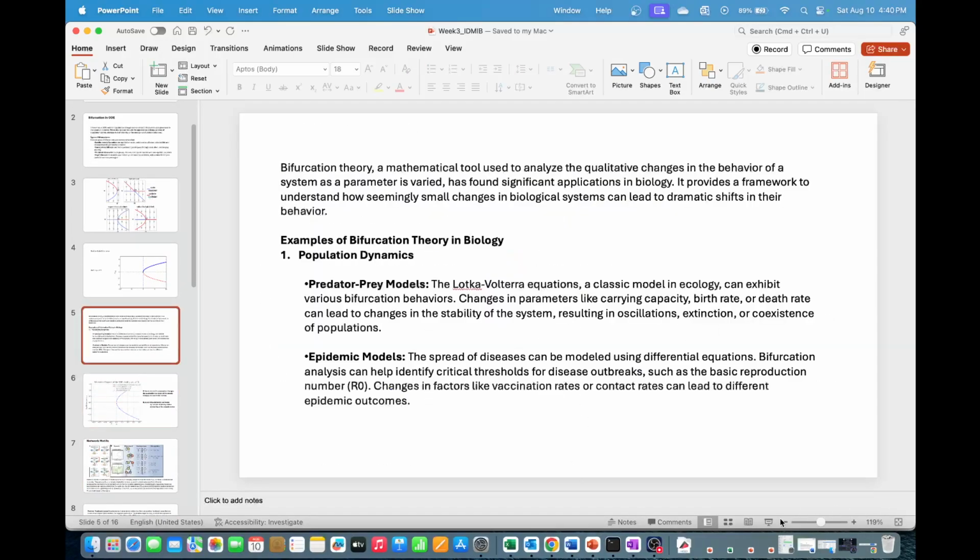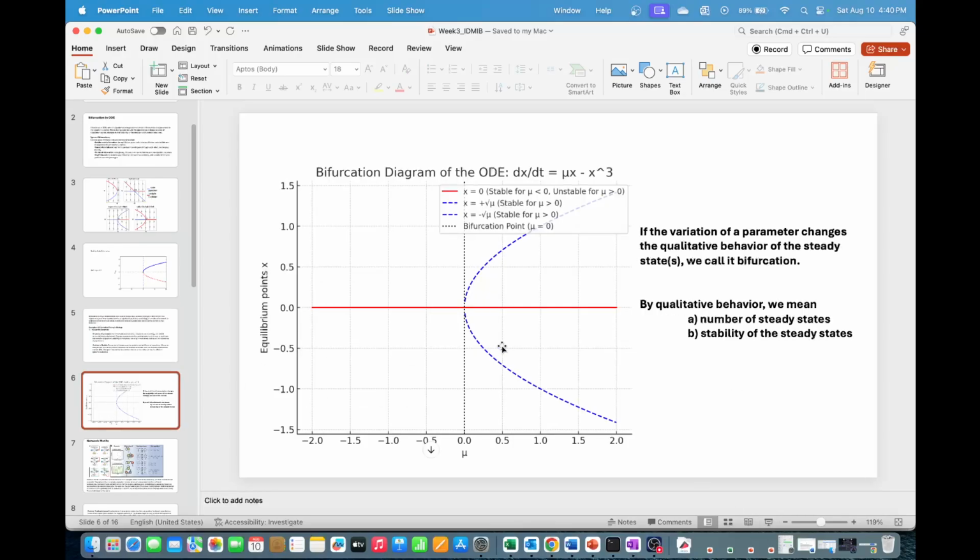Okay, let's try another one actually. This one I actually explained. If you saw mu x minus x cube, this is how it is changing. On this side, it is basically a stable equilibrium for both x equal to root over plus mu and root over minus mu. It's both a stable equilibrium.